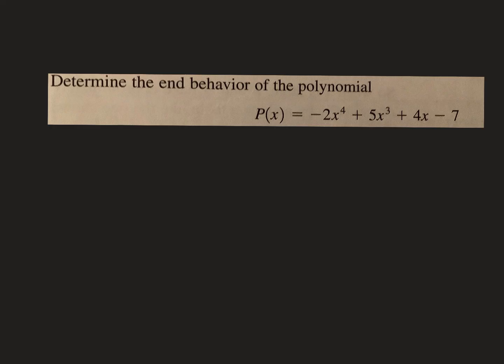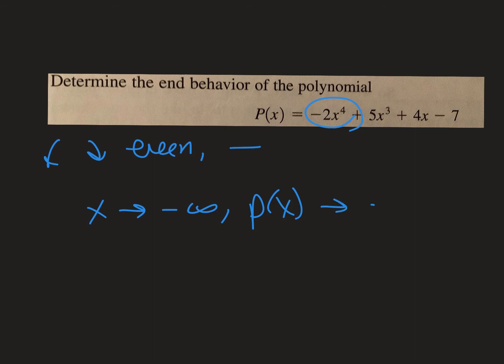Okay, determine the end behavior of this one. So what I see is the degree is 4, leading coefficient's negative. So I'm thinking, okay, it's even degree, negative coefficient, which means it's going to go down both ends. So to describe that, we're going to say, okay, as x goes to the left, the y, which we're going to call p of x, is also going down. As x goes to the right, the y, or p of x, is also going down. If it's going up, of course, I put positive infinity instead of negative infinity.